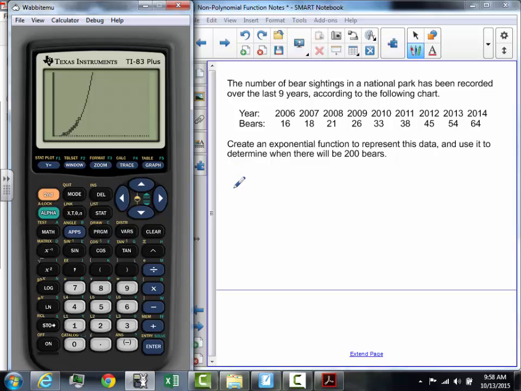Okay, our goal is to figure out when we'll get 200 bears. To do that, make y also equal 200 and intersect, and find when it finally will equal 200 bears. If you do get it to work, let me know. If you can't get it to be 20.31. Mine works.